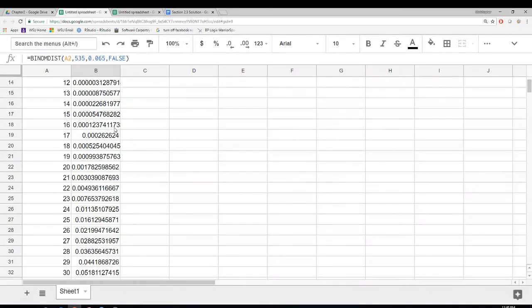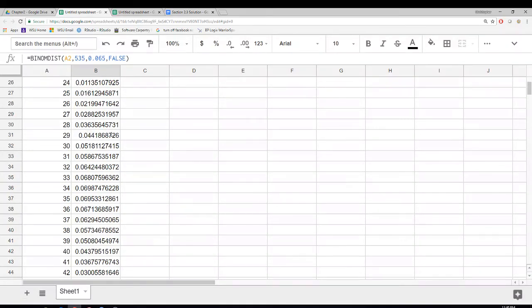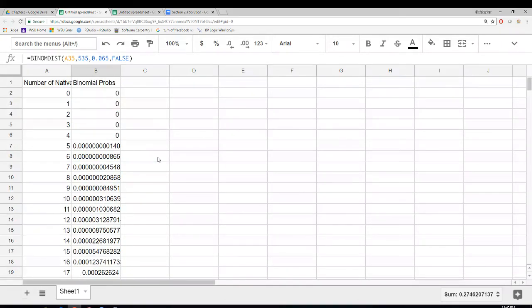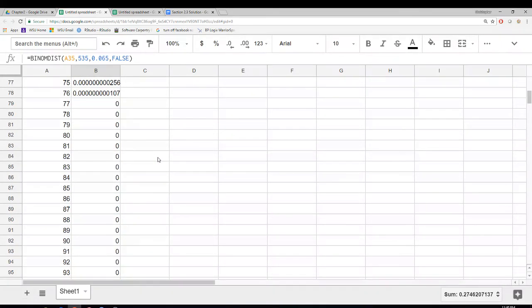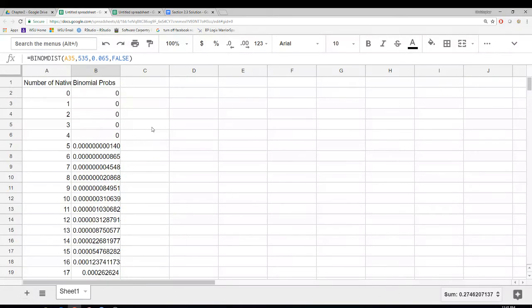If you scan down these, the highest probability should be at about 35 or so, because that's the expected quantity. Right around here at 34, 35, you can see that these are getting up to about 6% or so. And these go all the way down to 535. Notice that after about 75, those probability values are just so small that they zero out. Very, very small chance that you're actually going to see that many Native Americans being paroled.